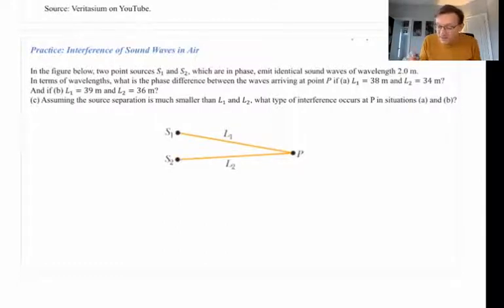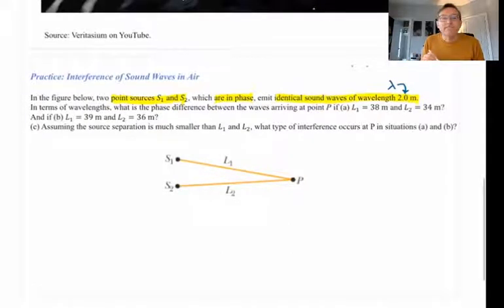Interference of sound waves in air. Okay, we have 2 point sources, S1 and S2, of sound waves. Point sources mean spherically symmetric, like I've been talking about. They are in phase, meaning they emit their sound waves in phase. They are identical sound waves of wavelength 2 meters, right? That's the lambda.